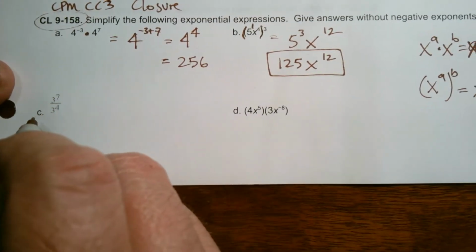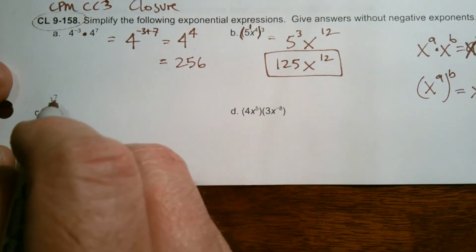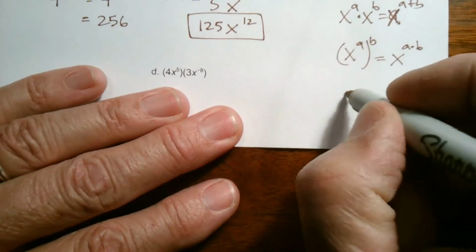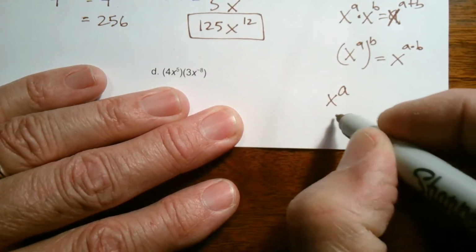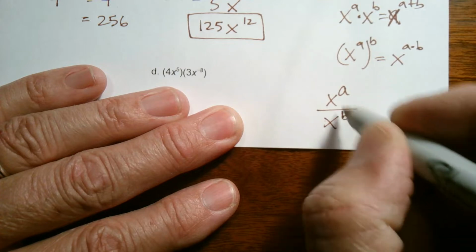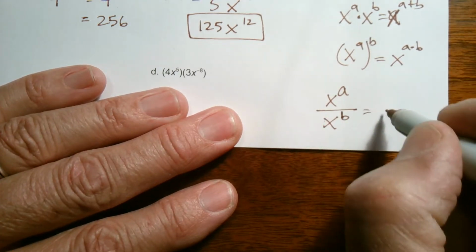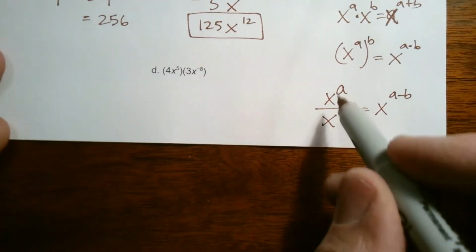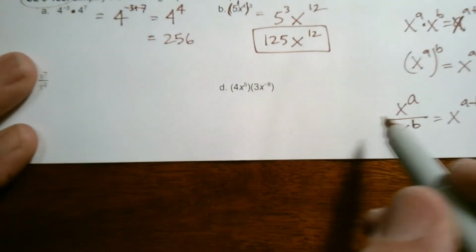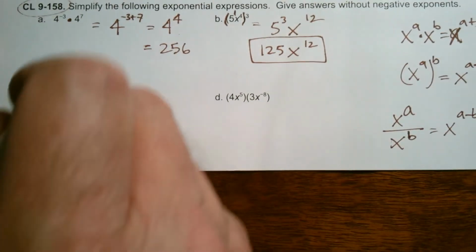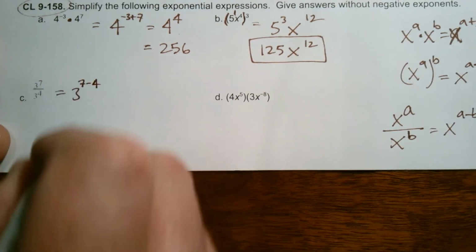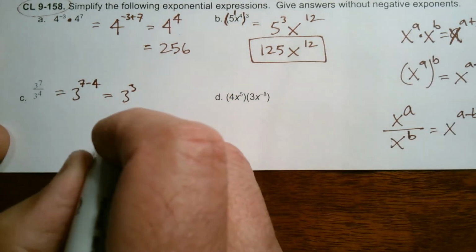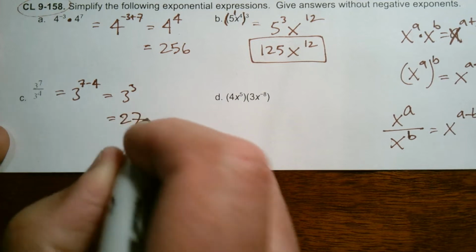All right, here we have C, which is 3 to the 7th over 3 to the 4th. There's another rule. If you have x to the a all over x to the b, so if I'm dividing like bases, that equals x to the a minus b. You actually subtract the exponents. When you divide like bases, you subtract the exponents. So this would equal 3 to the 7 minus 4, which is 3 to the third, and 3 to the third means 3 times 3 times 3, or 27.